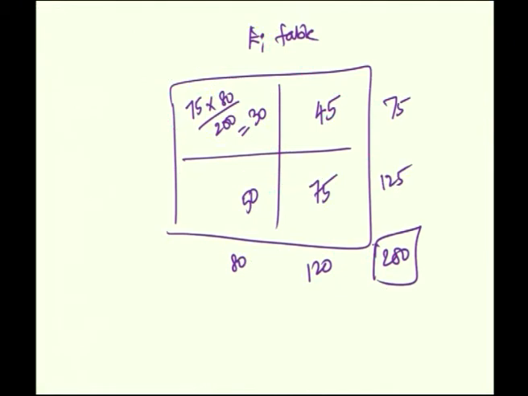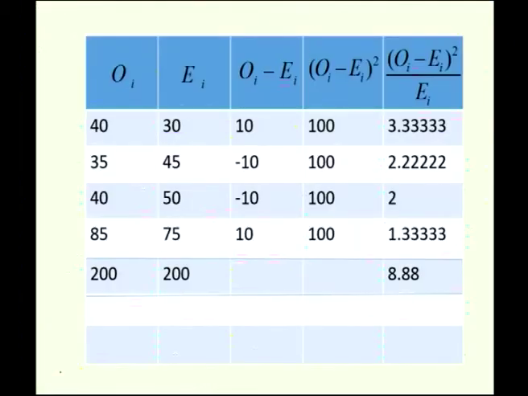Now, list out these values in the tabular column. So, the values are 40, 35, 40, 85. The EI values are 30, 45, 50, 75, and you have to write them correspondingly. You should not write it in an erratic manner. Corresponding to the cell value, you should write it. Total is 200, and by the usual procedure OI minus EI, OI minus EI whole square, then OI minus EI whole square by EI is calculated, and this total comes to be 8.88. This is actually the summation of OI minus EI whole square by EI.